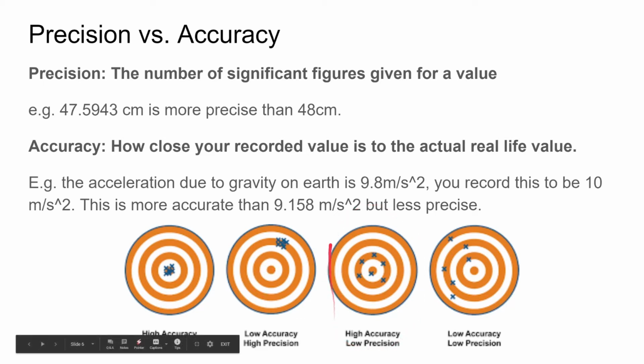Over here, you can see the person is highly accurate because it's always around the bullseye, but it's not very precise because it keeps landing here and there and here and there. So it's highly accurate, but not very precise. And this is what you really don't want in general. So it's not very accurate and it's not very precise because it's just all over the place.